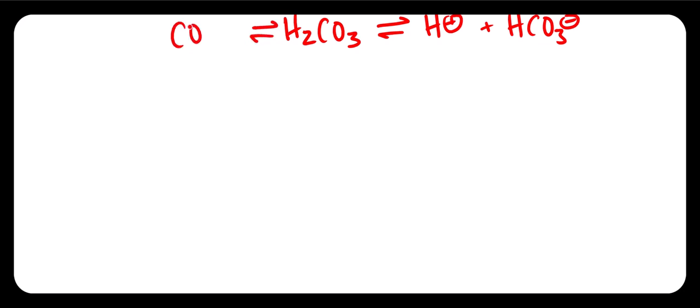So carbonic acid is H2CO3. It can dissociate in two different directions. One is it can dissociate into hydrogen ions and bicarbonate ion. Or it can dissociate into carbon dioxide and water.